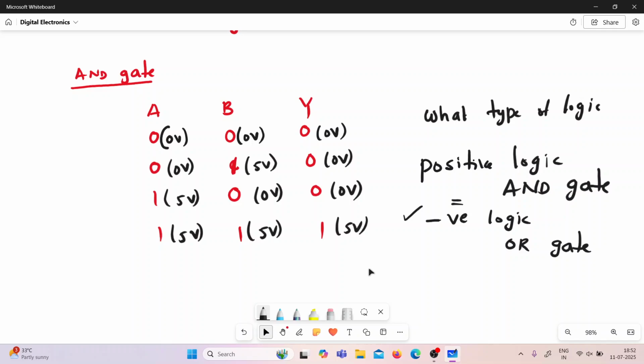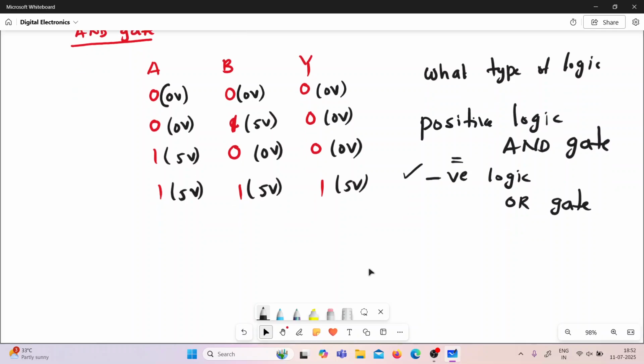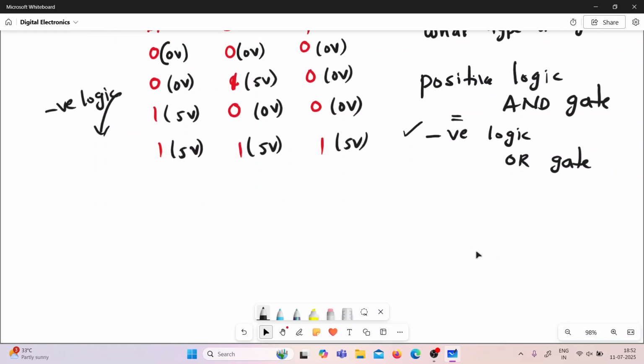Sometimes for the same truth table, you are asked to write what its negative logic is. Let us assume that the given question is some positive logic, and you are asked to write the negative logic. So how do you write the negative logic? Using the property of dual. Dual means wherever there is AND, we need to convert it to OR. Wherever there is OR, we need to convert it to AND. And again, 1 to 0 and 0 to 1.